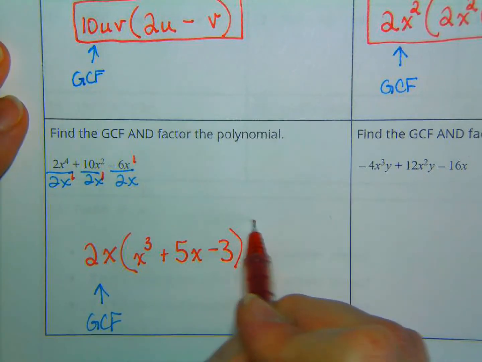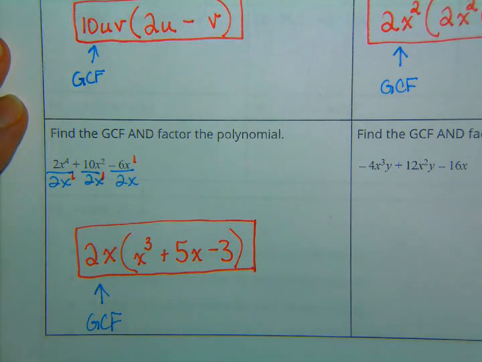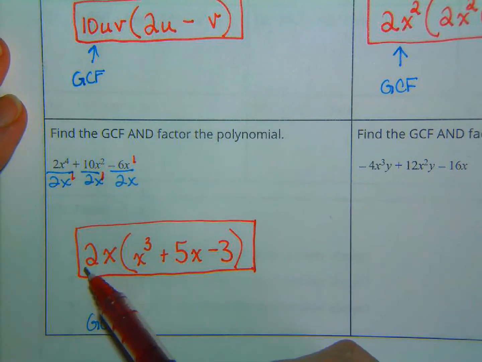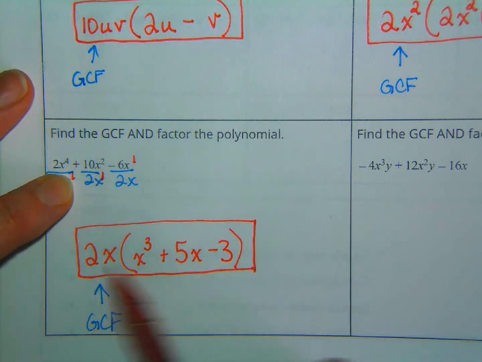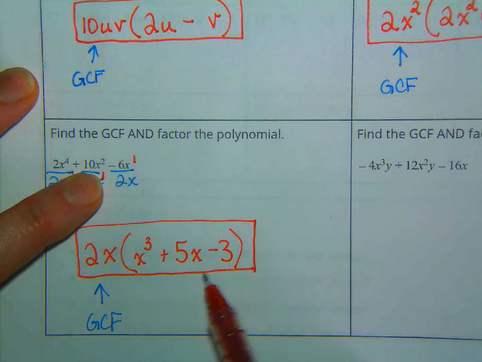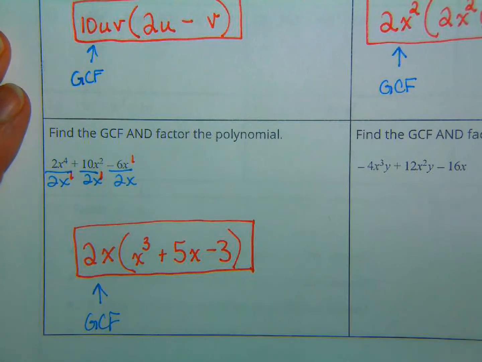So this is the polynomial once it has been factored, once the GCF has been factored out. And if you wanted to check, you do 2x times x cubed, that gives you 2x to the 4th. 2x times 5x gives you 10x squared, and 2x times negative 3 gives you negative 6x.